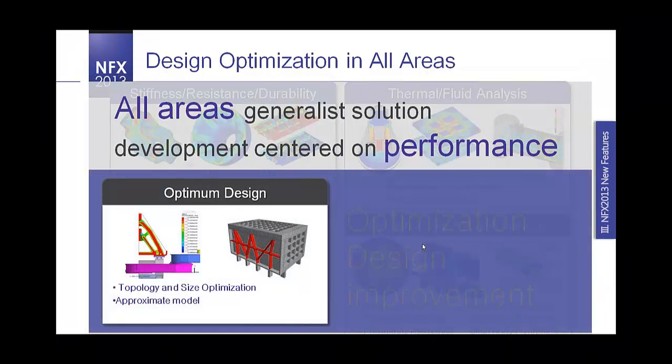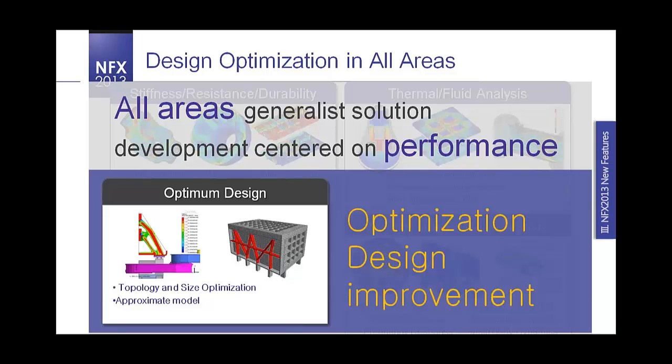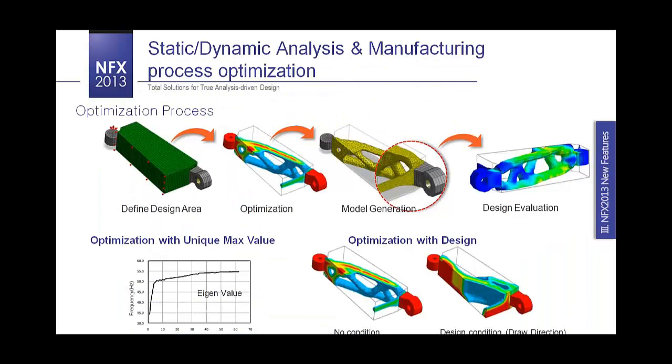So we have two types of optimization right now in NFX which are provided. One is topology optimization and the second one is size optimization. So topology optimization works in that way. First, you have to define a kind of design area for your model.